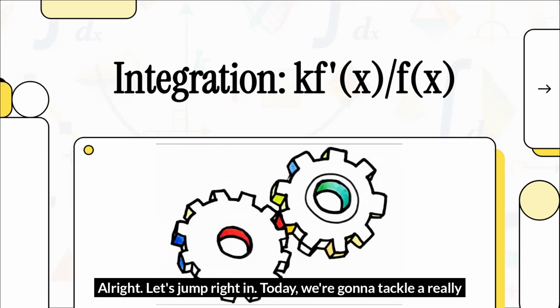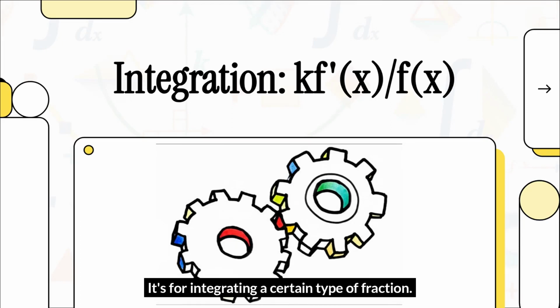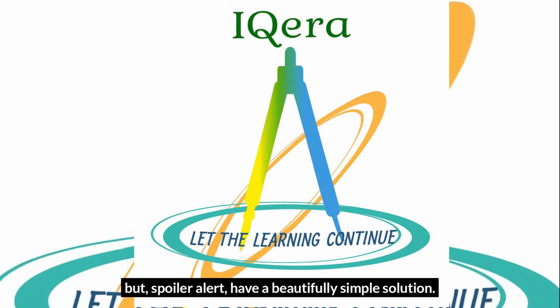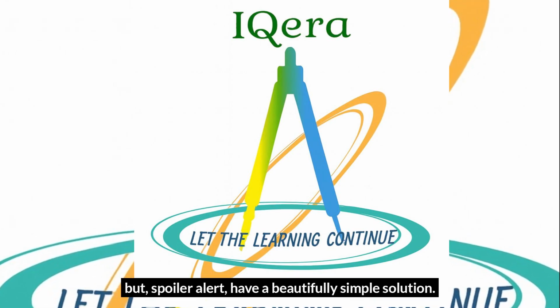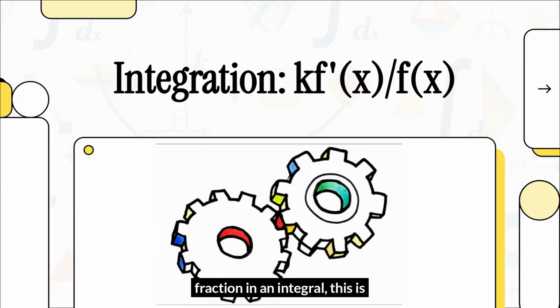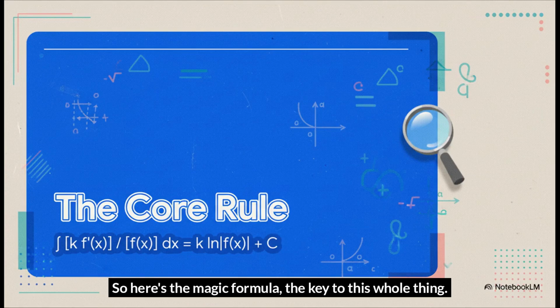All right, let's jump right in. Today, we're going to tackle a really powerful shortcut in calculus. It's for integrating a certain type of fraction. You know, the ones that look super complicated at first glance, but, spoiler alert, have a beautifully simple solution. Seriously, if you've ever found yourself staring at a messy fraction in an integral, this is the pattern you've been waiting for. So here's the magic formula, the key to this whole thing.